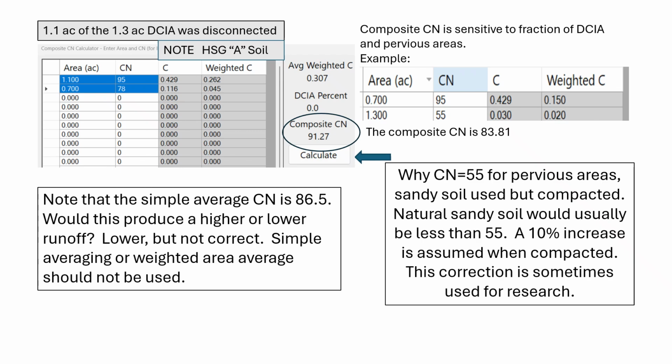The example shows that the composite curve number calculated for this scenario is 83.81, where 1.1 acres of the 1.3 acres of directly connected impervious area were disconnected. It's also important to note that we've gone back to using hydrologic soil group A soils for this calculation, as HSGA is the most common soil type encountered when implementing disconnection practices.